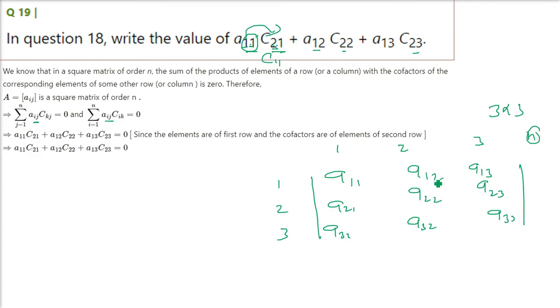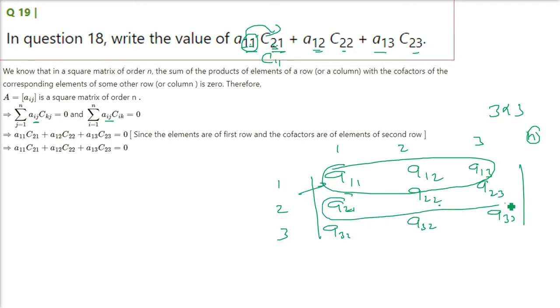I hope you got the idea. If I take A11 into C12, A21 into C22, A31 into C32, it is also going to come as 0. So either way, if you take any column's values with the cofactors of some other column or row, it is going to be 0. This is a rule. You need to know it.